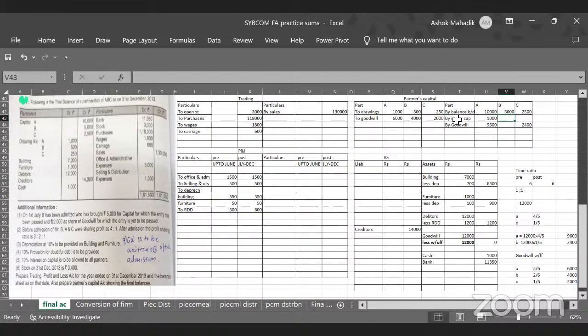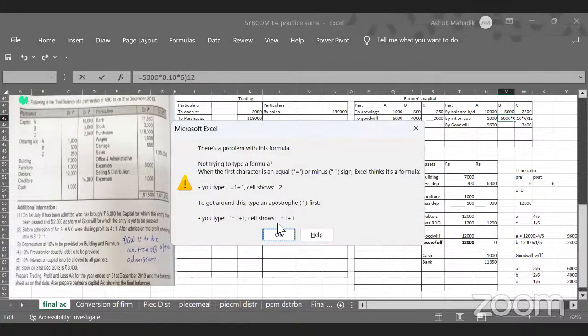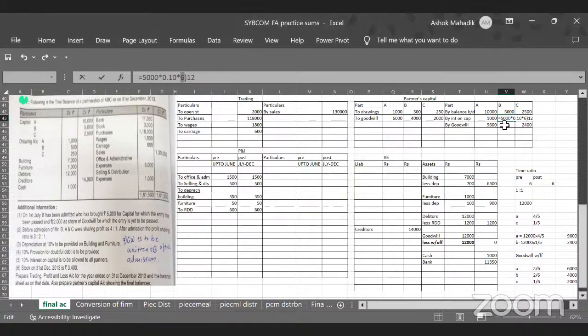What about B? B has entered the partnership firm after 6 months. So he will get 10% only for 6 months. So it will be 5,000 into 10%, that is 0.10, into 6 by 12, because it is only for 6 months.